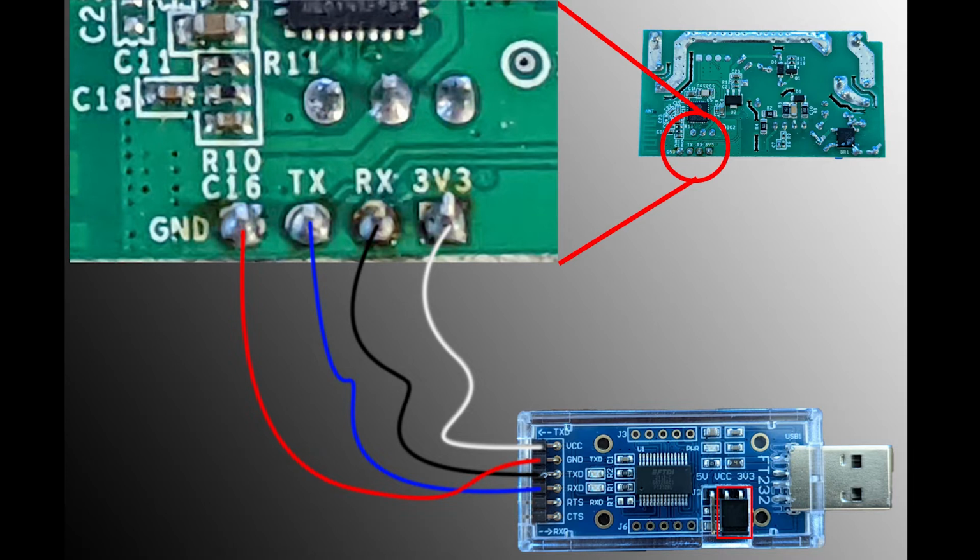Ground goes to ground. The serial adapter's TX has to go to the Sonoff RX. And if you think about that, it makes sense. The serial adapter is transmitting over the TX, so the Sonoff is having to receive it on the RX. And we're gonna do the same thing with the RX on the serial adapter going to the TX on the Sonoff. If your adapter has the option between 3.3 volts and 5 volts, be sure the jumper is connected to the 3.3 volt pin. Connecting 5 volts to the Sonoff could possibly do damage.